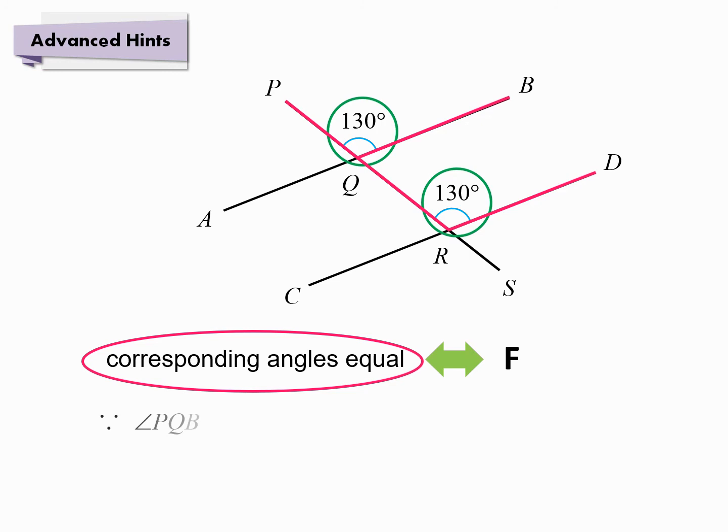Since angle PQB equals angle QRD equals 130 degrees, we have AB parallel to CD. The reason is corresponding angles equal.